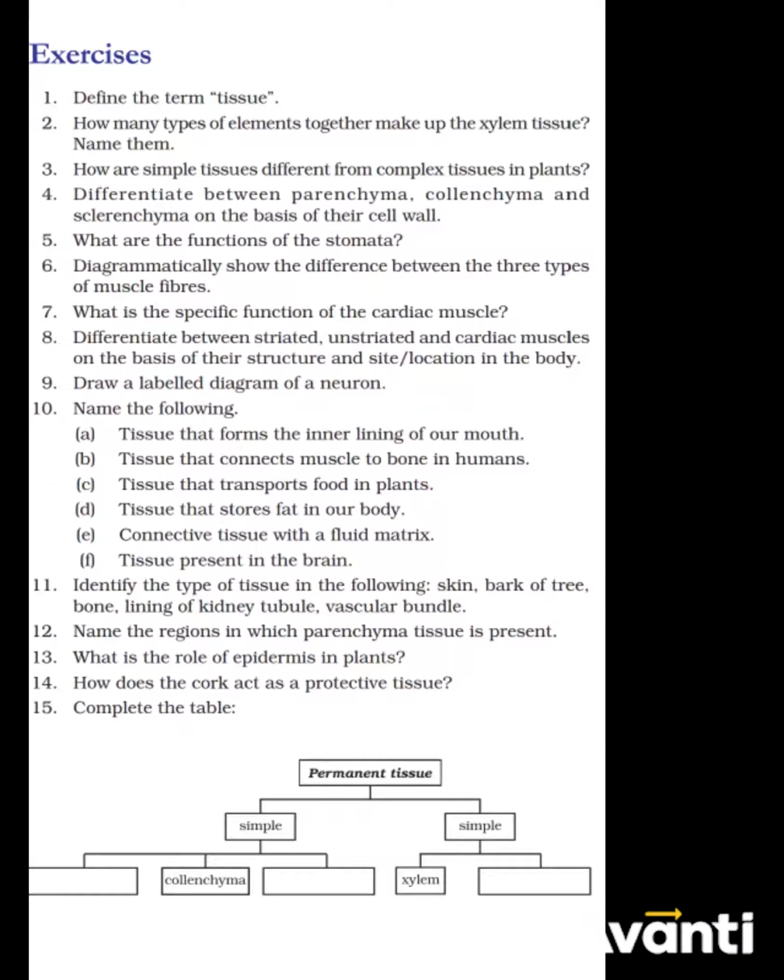One second. We are going one by one, right? Have patience. Okay, name the regions in which parenchyma tissue is found. Where do you find the parenchyma tissue? What has the wax which will prevent the flow of water?